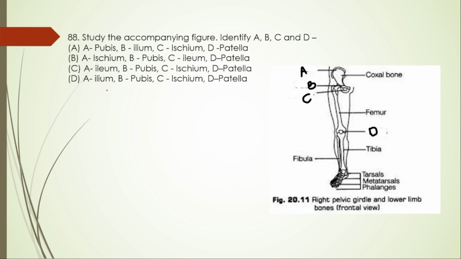Next question, 88th one. Study the accompanying figure. Identify A, B, C, and then D. D is patella, I just said, isn't it? What is A? It's ilium, the large and broad bone forming the upper part. And then B is pubis. C is ischium, and then D is patella, the kneecap. So here the right option is ilium, pubis, ischium and patella. The D one is right.